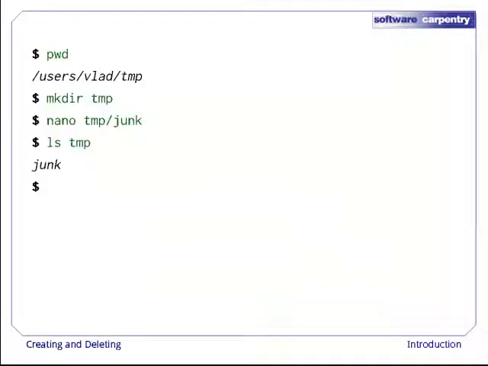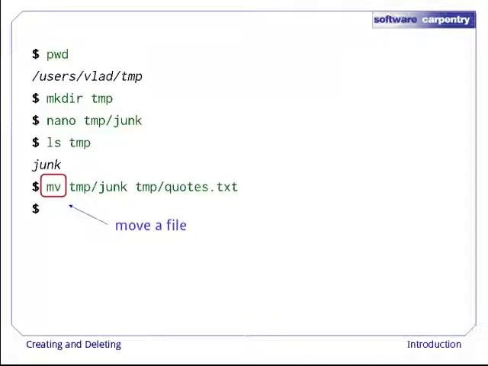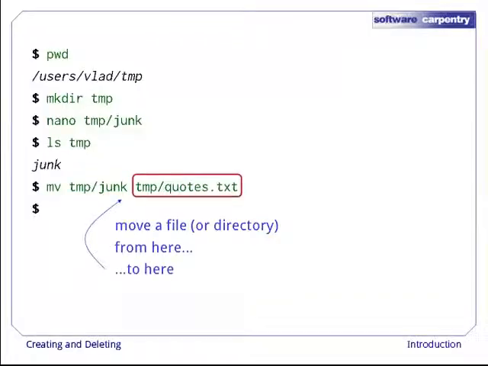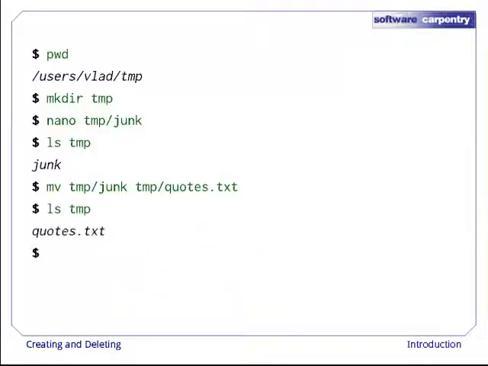Let's create that directory and file one more time. Junk isn't a particularly informative name, so let's change the file's name using mv. mv is short for move. We use it to move a file from one place to another. It also works on directories. There is no separate mvdir command. The first argument tells mv what we're moving. The second tells it where the thing we're moving is to go. In this case, we're moving temp/junk to temp/quotes.txt, which has the same effect as renaming the file. Sure enough, ls shows us that temp now contains one file called quotes.txt.